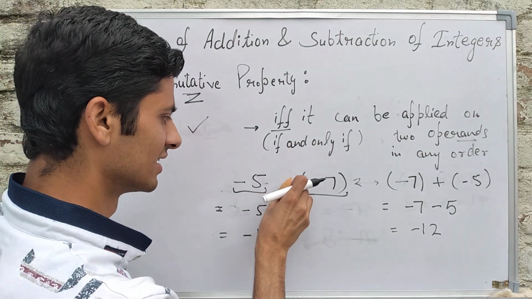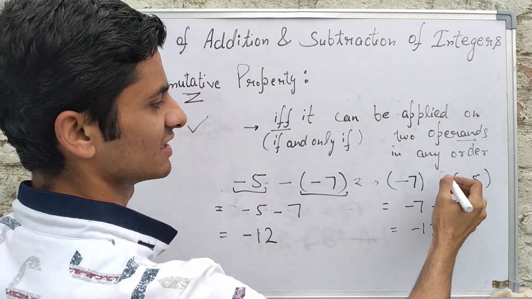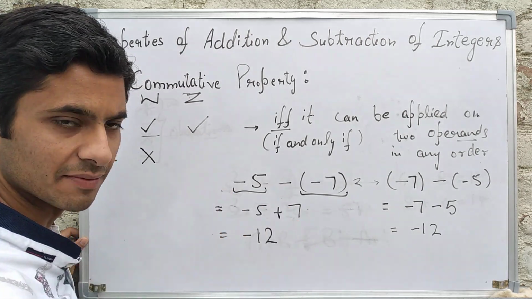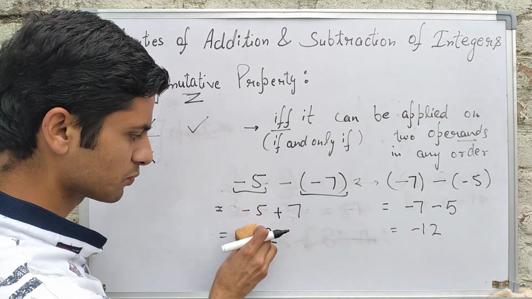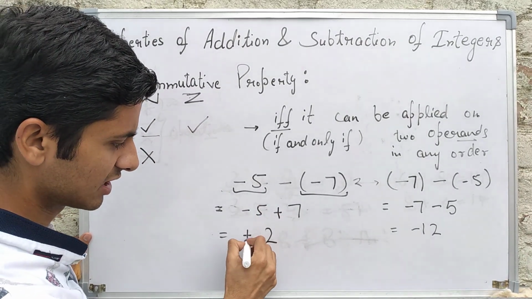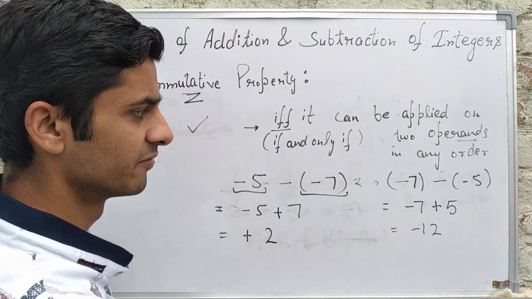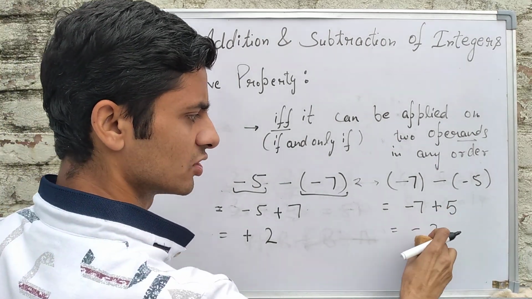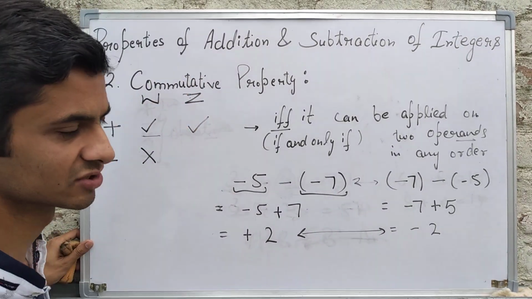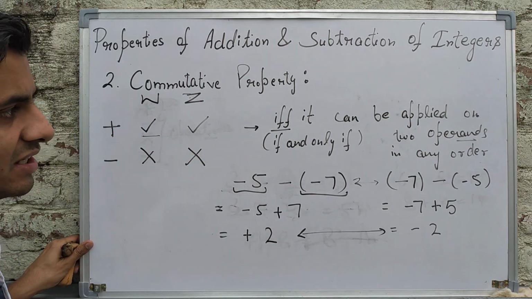Now let us do the subtraction operation and check whether it is commutative or not. Both the numbers are negative. When you open the bracket, it becomes positive. One number is positive, one number is negative, so you take the difference. The difference comes out to be 2, with the sign of the bigger number, so the answer is plus 2. In the other order, open the bracket, it becomes plus 5. Taking the difference, 2, with the sign of the bigger number, minus 2. Here you are getting plus 2, and here you got minus 2. In the first example, it is clear that subtraction is not commutative for integers.